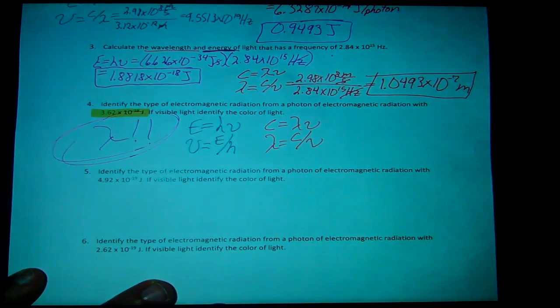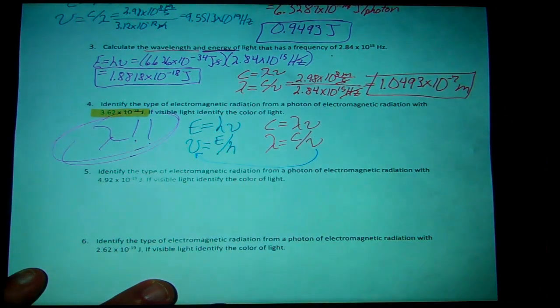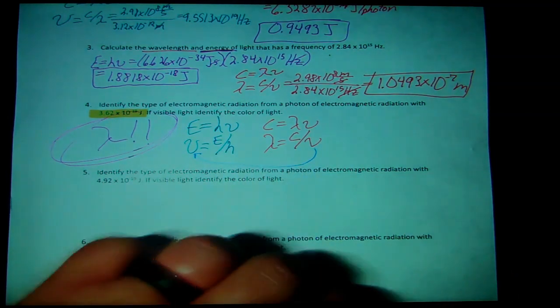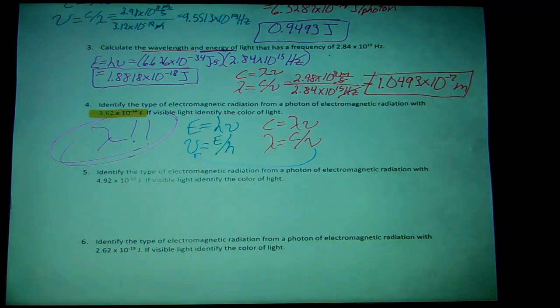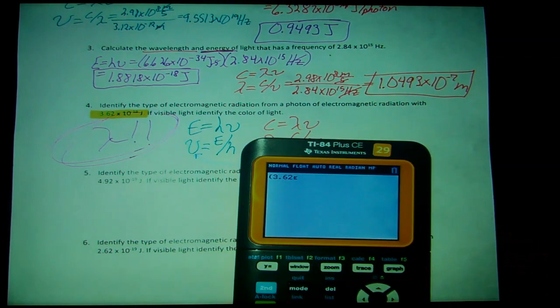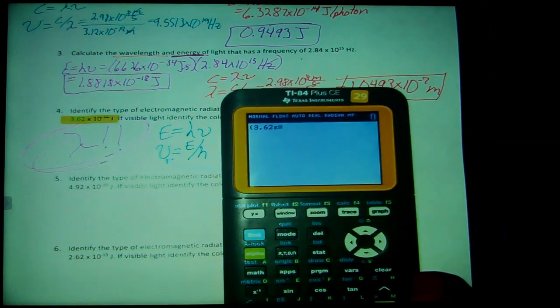Where did that frequency come from? That frequency came from over here. So the number you get from here, you plug in there. This is what you should get for the answer. 3.62. I'm just going to show you me punching it in on my calculator, okay? If this will help you out any, I'll even zoom it in for you.